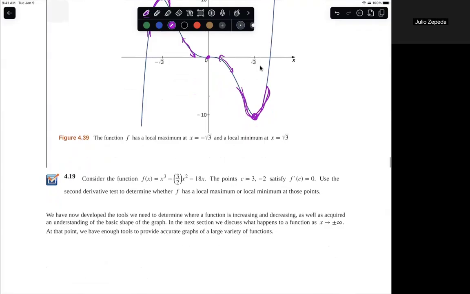All right, so let's take a look at this last paragraph. It says, we have now developed the tools we need to determine where a function is increasing and decreasing, as well as acquired an understanding of the basic shape of the graph. In the next section, we discuss what happens to a function as x goes to positive or negative infinity. At that point, we have enough tools to provide accurate graphs of a large variety of functions. All right, very good.